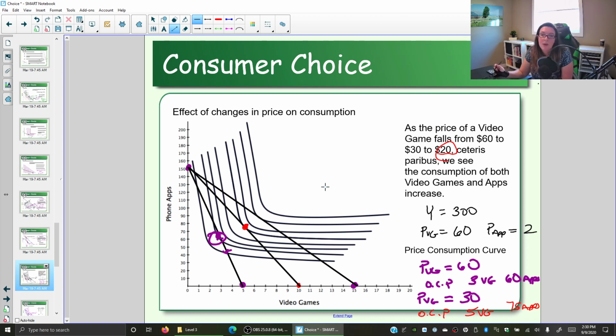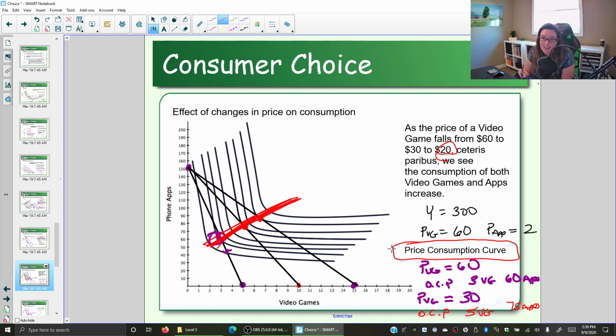Okay. So again, we're finding the optimal consumption point, and we find that here. Right there. Okay. We could connect all of these optimal consumption points. If we do, what we've created is what is called a price consumption curve. The price consumption curve shows the combination of two goods that you are willing and able to buy as we change the price of one good relative to another.